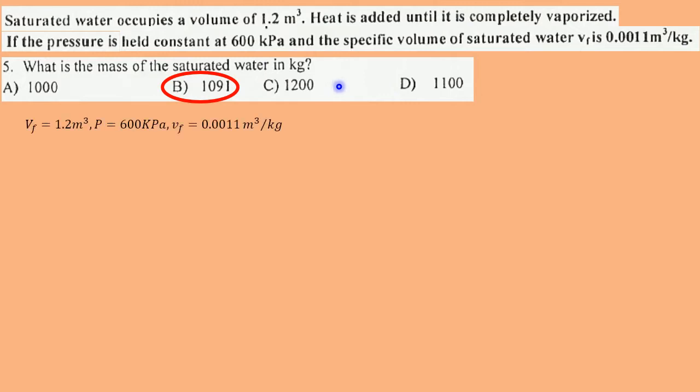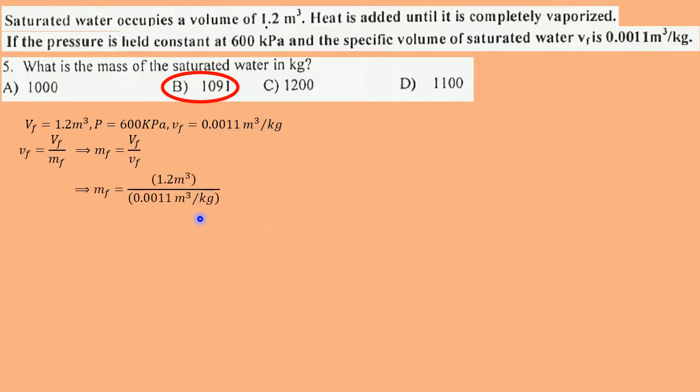First of all, those are the givens. Now let's look at some basic formulas. The specific volume is given by the volume divided by the mass, but this is the case of saturated water. So if we make mass the subject, we're going to have the mass of saturated water, that's mf, to be equal to capital Vf over small vf. So we know capital Vf is 1.2 meters cubed and small vf is 0.0011 meters cubed per kilogram.